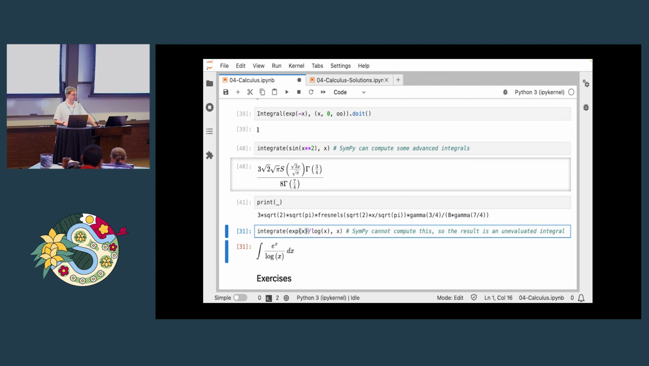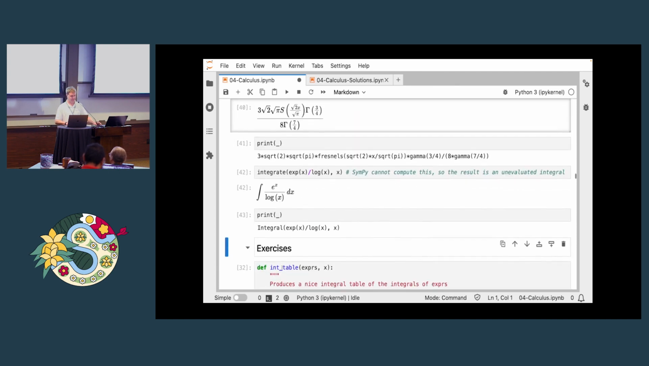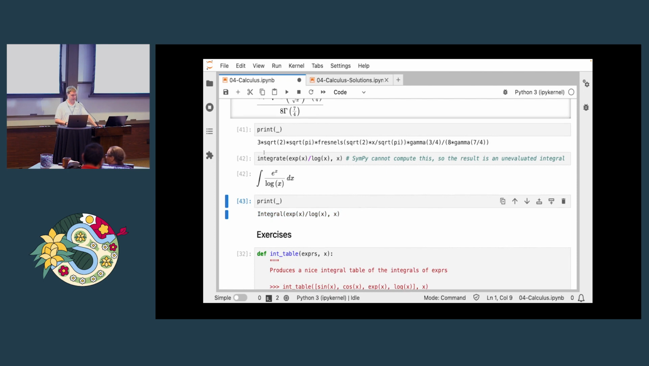But unlike with derivatives, if you just do some random expression, it may not have an integral, or maybe SymPy doesn't have the algorithms to compute it, because a lot of integrals require fairly complicated algorithms that SymPy doesn't have implemented yet. In that case, you'll just get an unevaluated integral back. So you can see if you print this here, this is an unevaluated integral. When integrate returns just an integral object, that means it wasn't able to compute it, which could mean that it doesn't have a closed form, or it could mean that SymPy just doesn't have the algorithms to compute it.